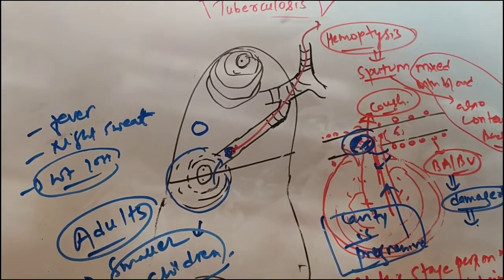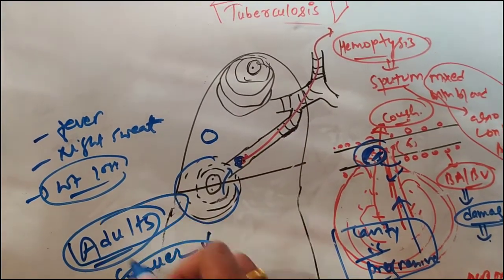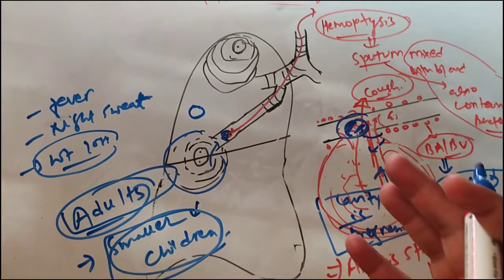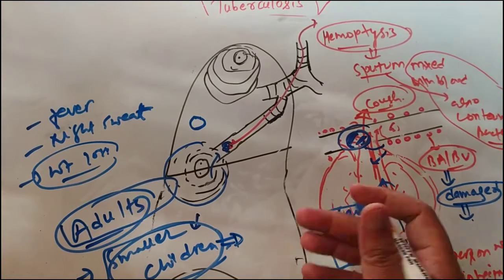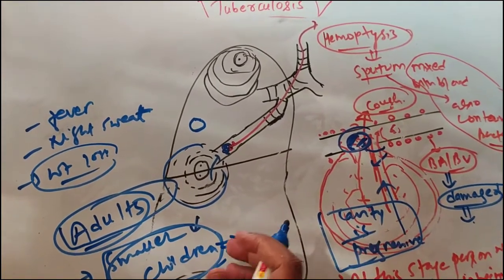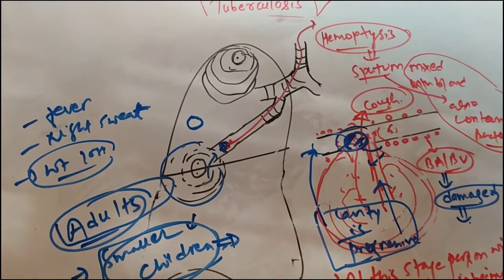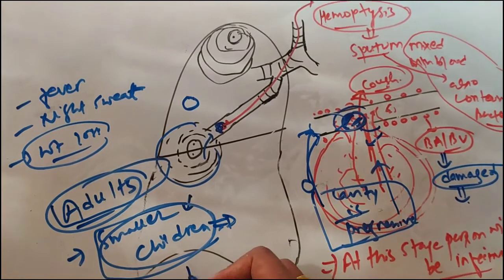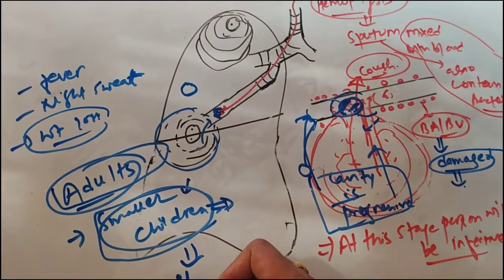Why will the cavity be like this? The cavity will progress or become large in adults and will be smaller in children. If the cavity is smaller in children, that is very good, because it is obvious that a small cavity cannot connect to the nearby airways. That is why children mostly will not develop hemoptysis.